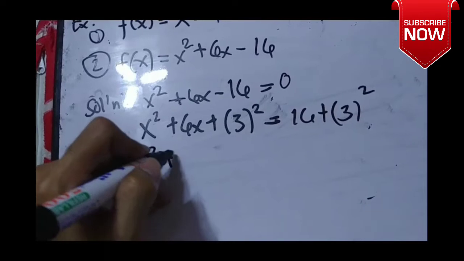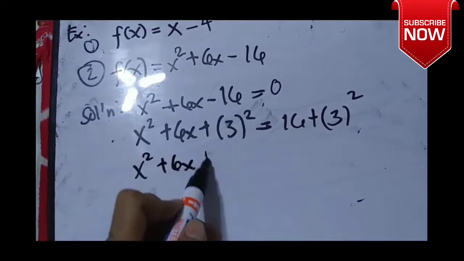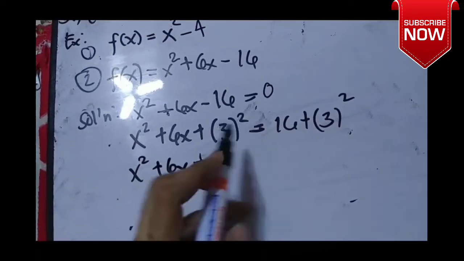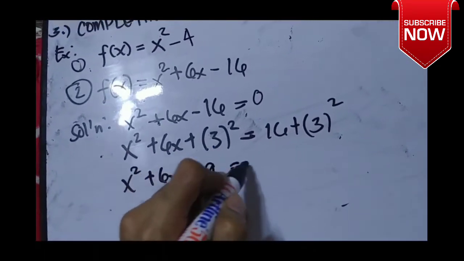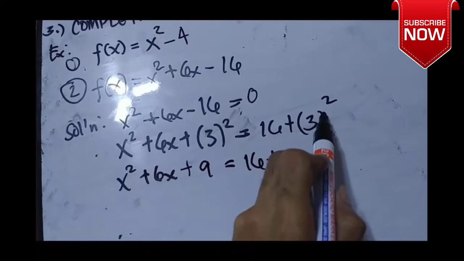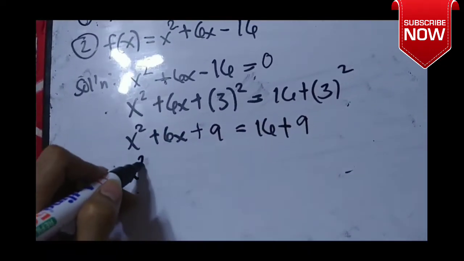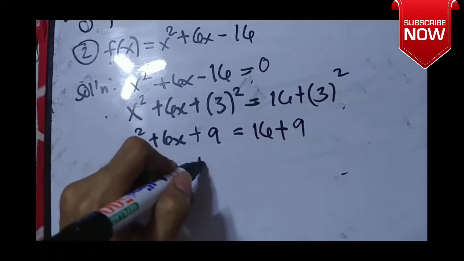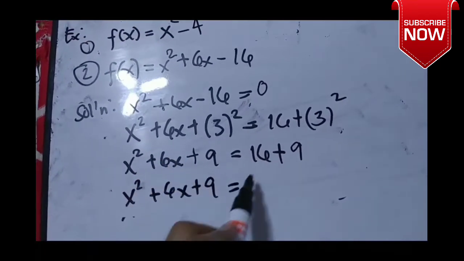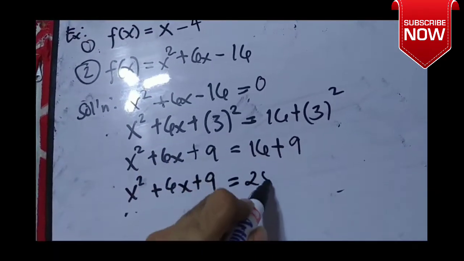X squared plus 6x plus 3 multiplied by itself, 3 times 3, that's 9, equals 16, plus 3 multiplied by itself, 3 times 3 equals 9. Simplify, x squared plus 6x plus 9 equals 16 plus 9, that's 25. Okay.